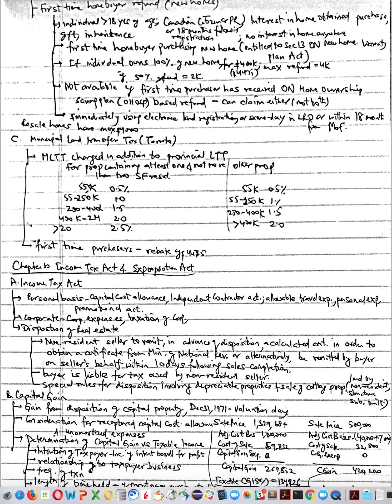Capital gain refers to the gain from the disposition of capital properties, the quantity of which must be added to the taxable income on the disposition of the asset. This section of the Income Tax Act was introduced in 1971, commonly referred to as the valuation day. Capital property includes any item from which a capital gain or loss would be realized. It includes depreciable property.